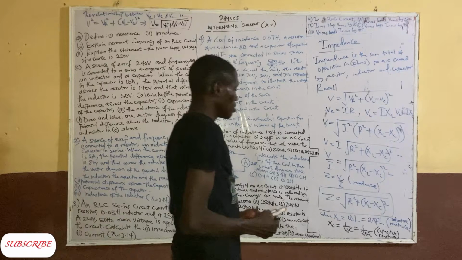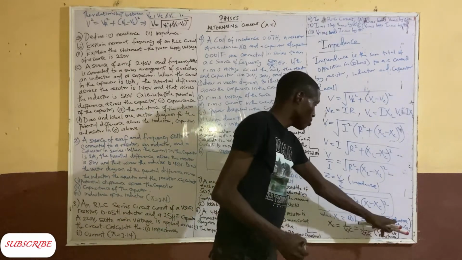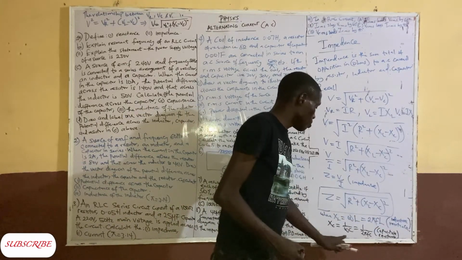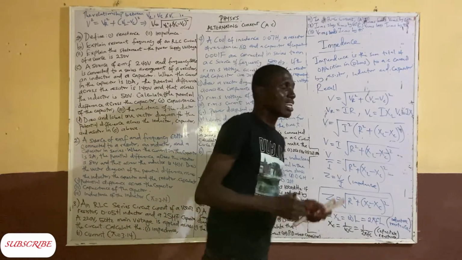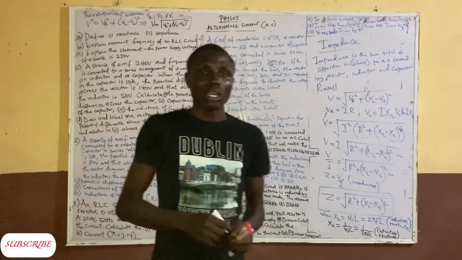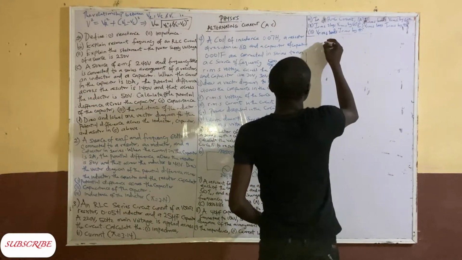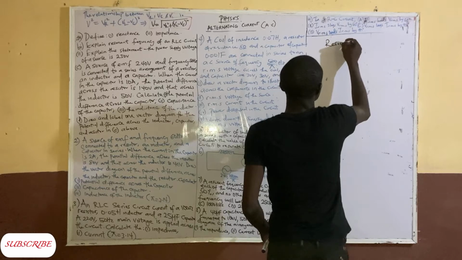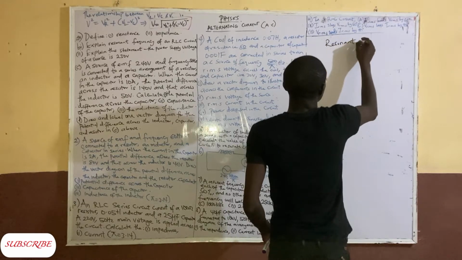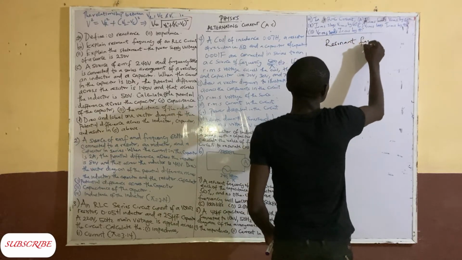So this is XL, the inductive reactance, and this is XC, the capacitive reactance. You should know about that before going into calculations. So lastly, let's talk about resonance, or resonance frequency.